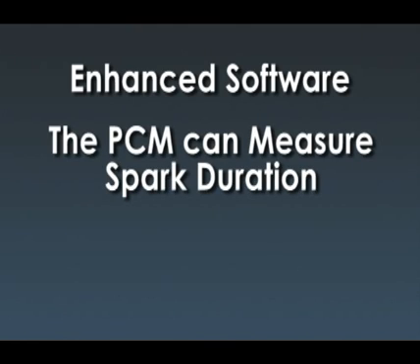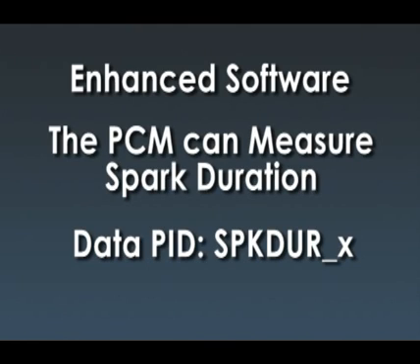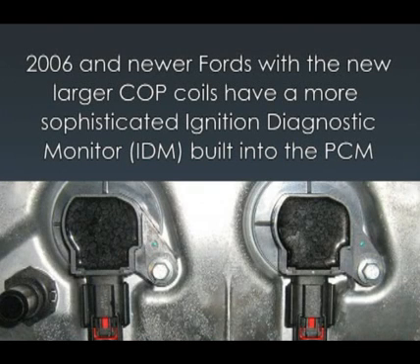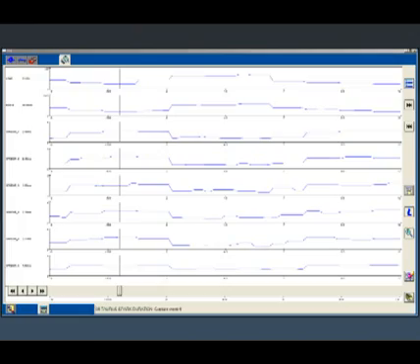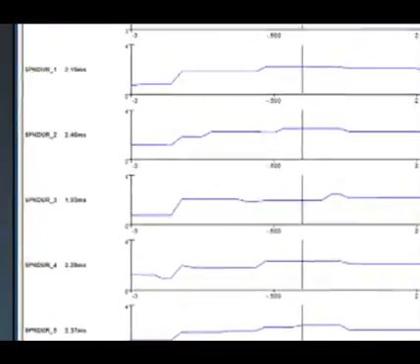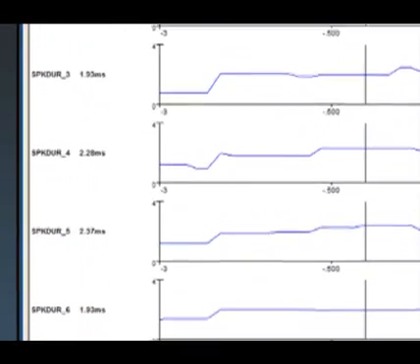Now back to our scan tool. With enhanced software, a Ford PCM can measure spark duration electronically. Check your scan tool. See if you can graph spark duration. 2006 and newer Fords with the new larger coil-on-plug coils have a more sophisticated ignition diagnostic monitor built into their PCMs. On these engines, the scan tool will display spark duration to aid in diagnosis.